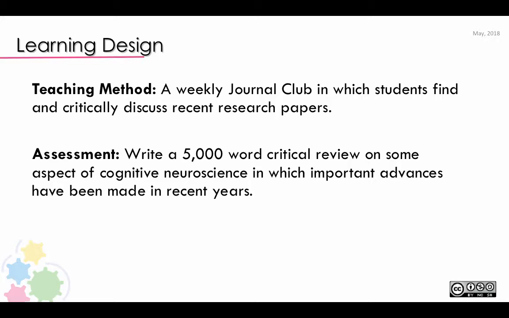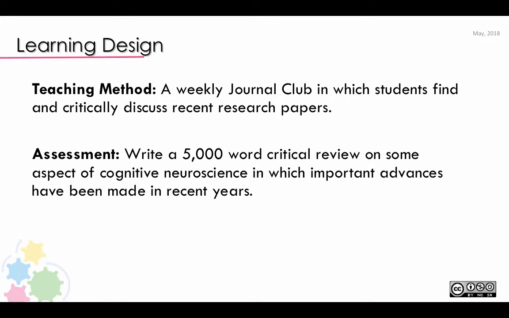And then the next example is a piece of assessment that would align nicely to this. So what the teacher could set as a piece of assessed work is: write a 5,000 word critical review on some aspect of cognitive neuroscience in which important advances have been made in recent years. I hope you can see how the original intended learning outcome, the teaching method and the assessment here are all nicely aligned.